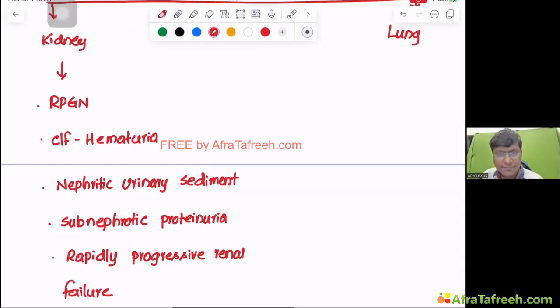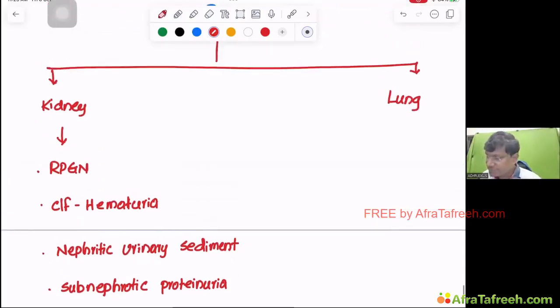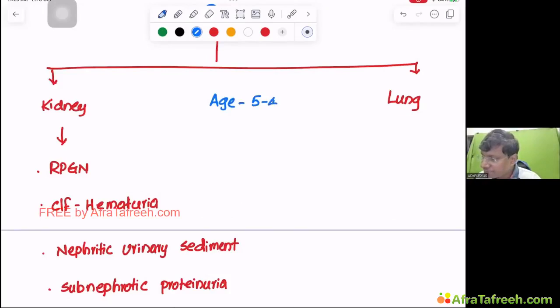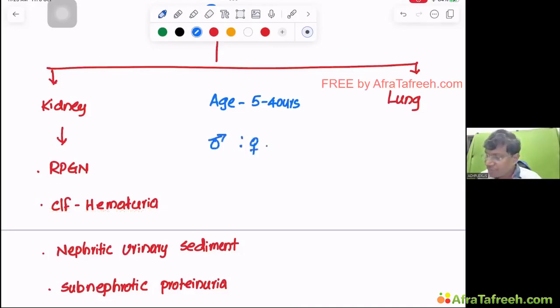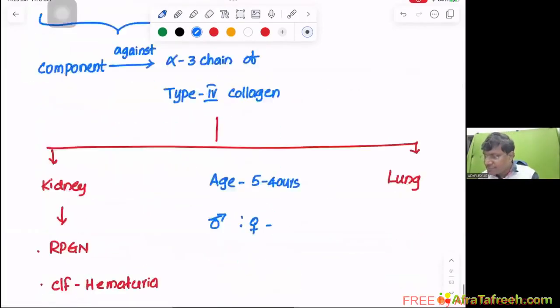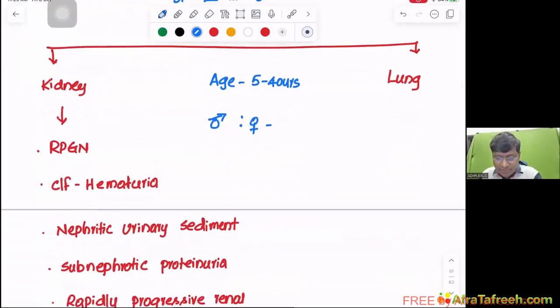Right, rapidly progressive renal failure. Now, what is the age at which these patients have the manifestation? The age is 5 to 40 years. And if you take the male to female ratio, now tell me, these autoimmune diseases, are they more common in males or females?